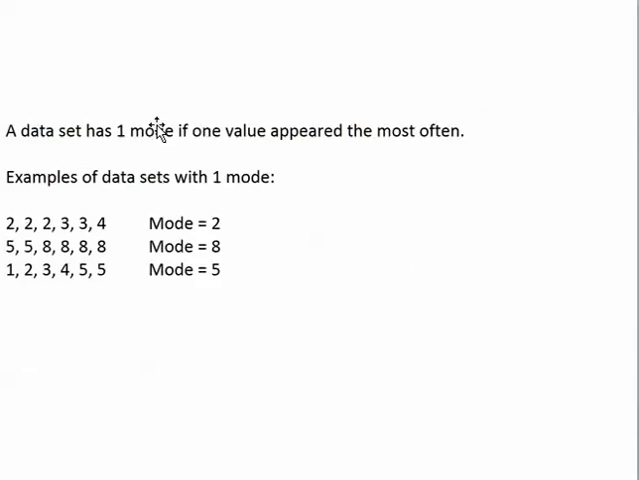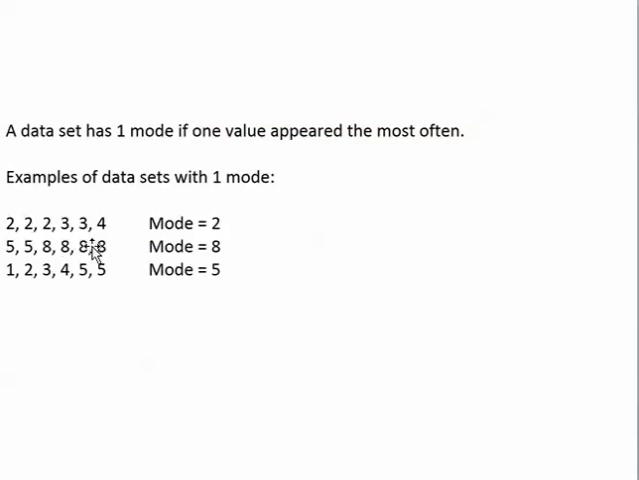If one value appears more often than each of the other values, then the data set has one mode. These are all examples of data sets with one mode. In this first data set, 2 appears more often than 3, and 2 also appears more often than 4, so the mode is 2. 2 is the number that appears the most often in this data set.